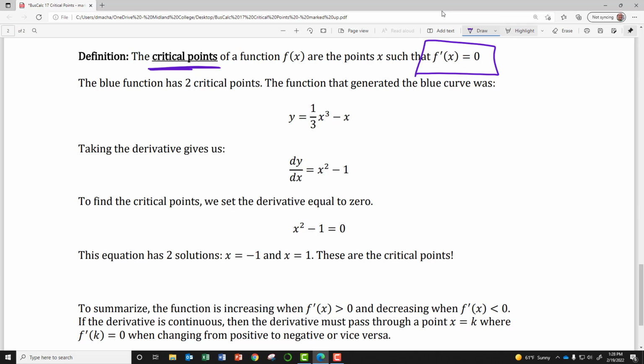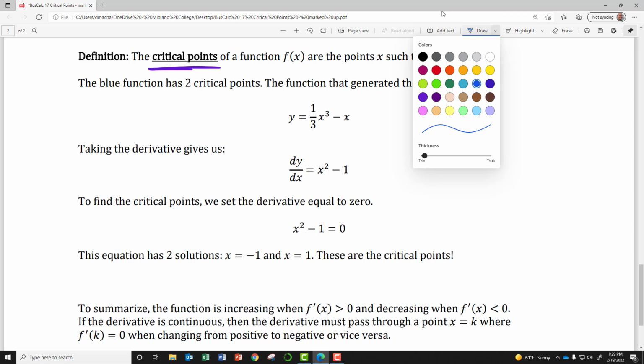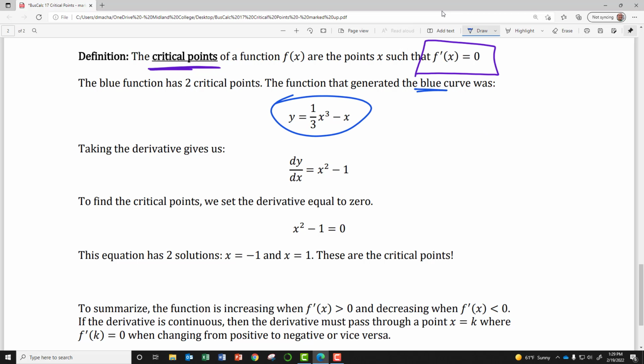Now this is the function that actually generated that blue curve, the one that we saw on the previous page. And if I take the derivative of this function, just the power rule gives us x squared minus 1. And if we want to find those critical points, we have to set the derivative equal to 0, right? This is the idea. I find the derivative first, I set the derivative equal to 0. This gives me an equation that I can solve for x. It turns out that this particular equation has 2 solutions, x equals -1 and x equals +1. So these are the 2 critical points.